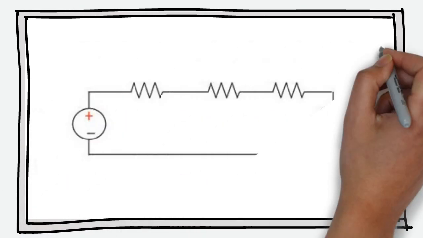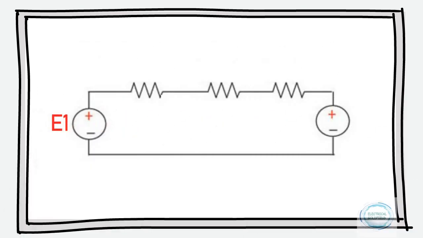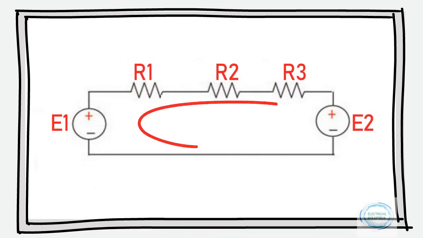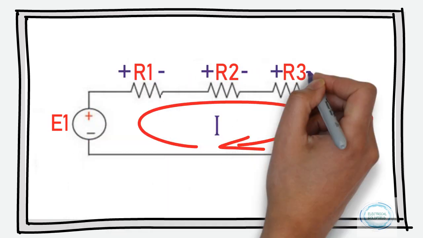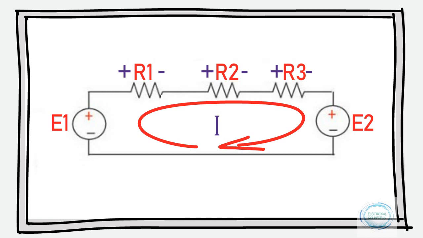As mentioned in the circuit, two voltage sources are connected with three resistors in series. It can be noticed that this circuit is making a closed loop and due to this, current I is flowing in it. Because of this current, there will be a voltage drop or potential difference across all these resistors.